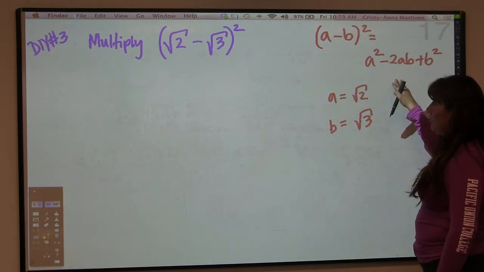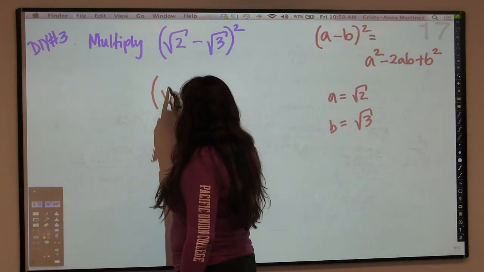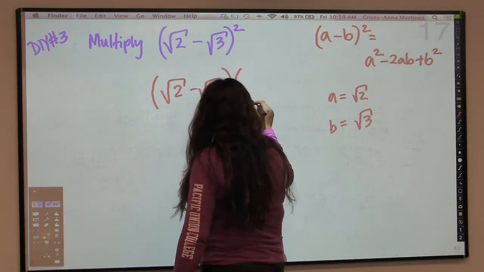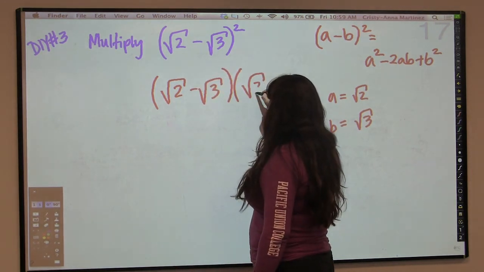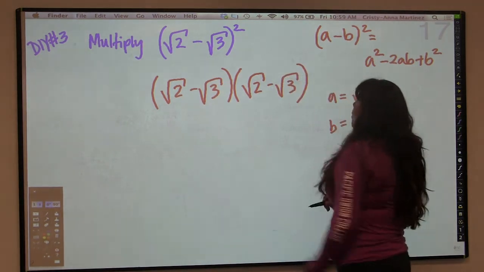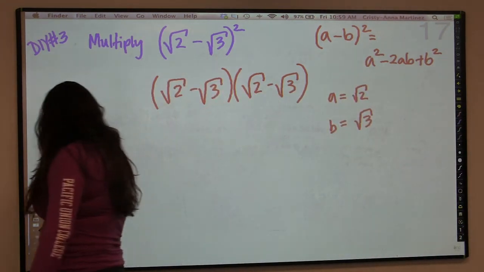So you can use this formula, or you can do what we did earlier, which was the FOIL. Root 2 minus root 3 squared is the same thing as root 2 minus root 3 times itself, root 2 minus root 3. So you can choose to FOIL this, or you can use the formula to multiply this one. Just some hints for you.